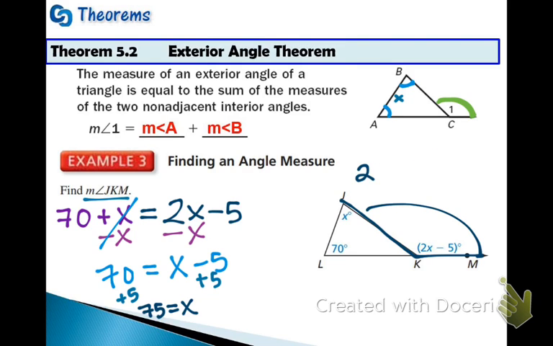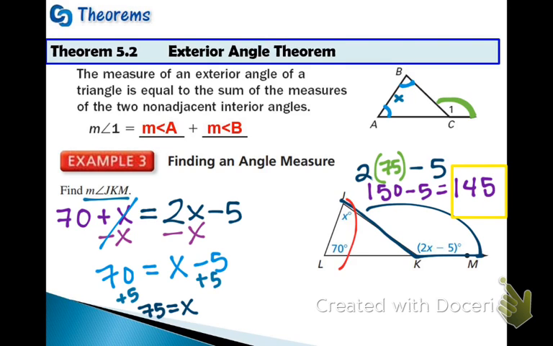Whew, that looks jacked up. 2x minus 5. So we need to plug in everywhere we see an x. So instead of this x, we're going to plug in 75. Alright, 2 times 75 is 150, minus 5 is 145. We can always check because these two inner angles should add up and equal that outer angle. So we can check.